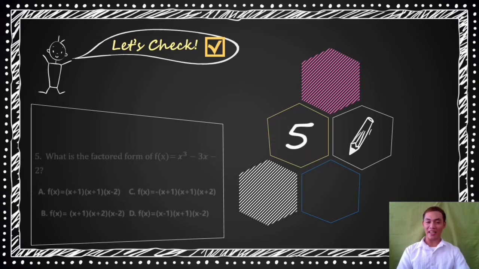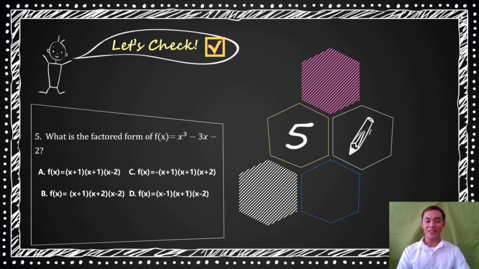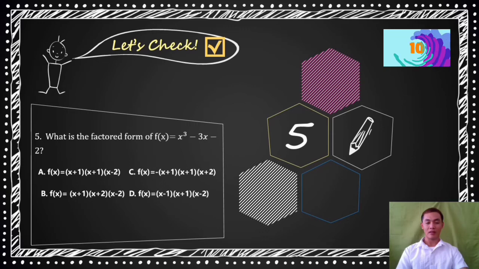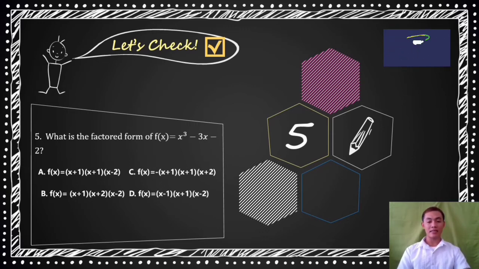Okay, question number 5. What is the factored form of f of x equals x cubed minus 3x minus 2? I will give you 10 seconds to answer. Is it A, B, C, or D? Have you got the correct answer? If your answer is letter A, that is correct.